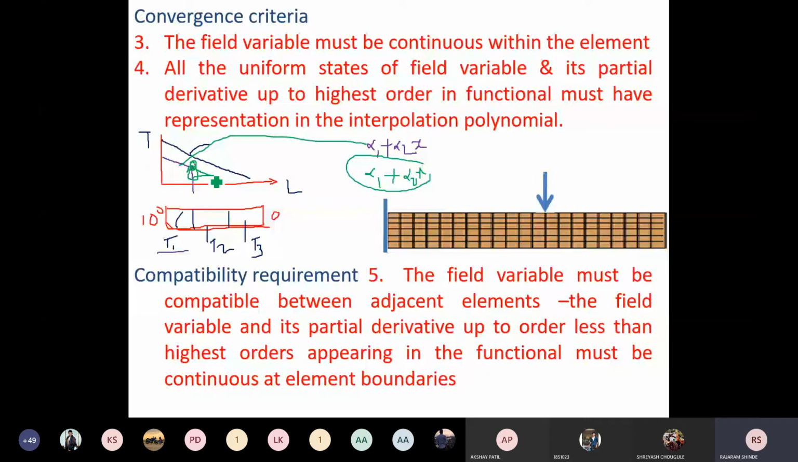Means your solution should be compatible, that means continuous at the boundaries of the element. Okay, at the boundaries of the element. If it is not continuous at the boundaries of the element, then it is not a compatible element. Okay, do you agree with this? Okay, now have you got it?